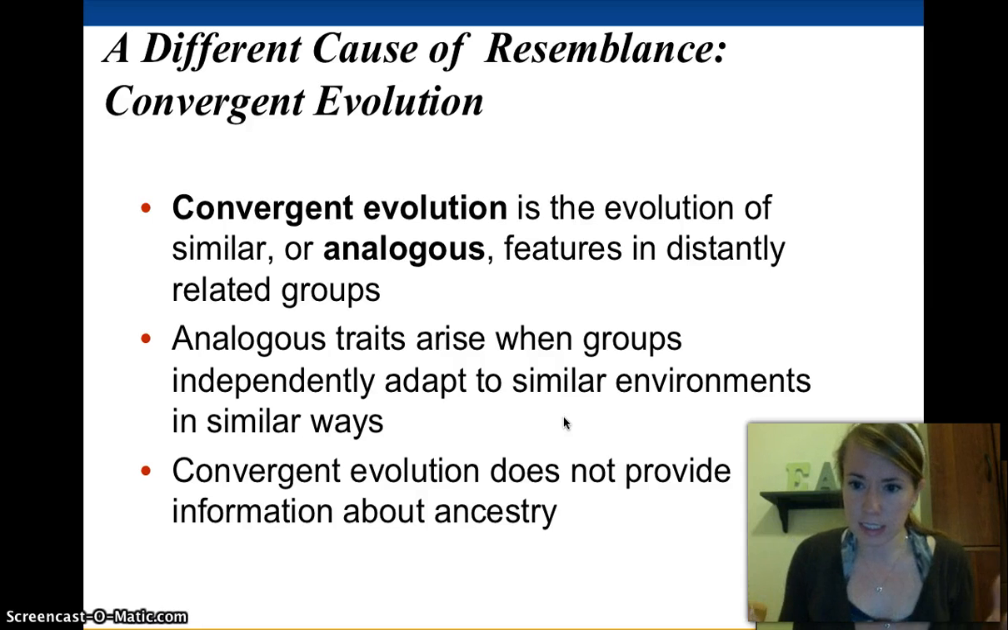So converge means to come together, and so this is convergent evolution, meaning that these two species came together in a characteristic, but they're not related. They're not from a common ancestor.